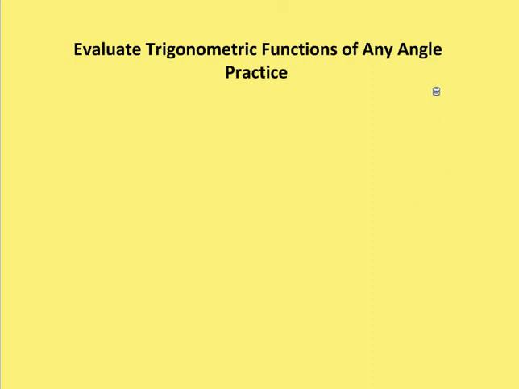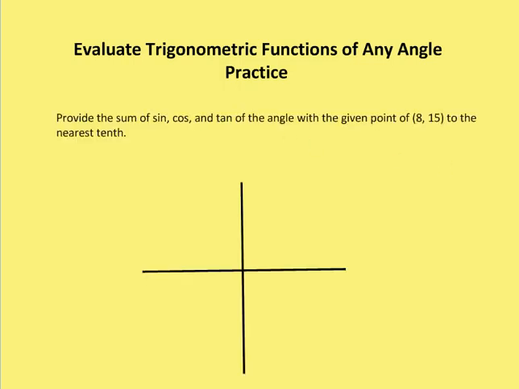In this edition of Auten Math, we're going to take on some problems that require us to understand the unit circle and reference angles in our attempt to find the trig functions of any angle. So the first question asks us to find sine, cosine, and tangent of an angle with a given point 8, 15 to the nearest tenth.